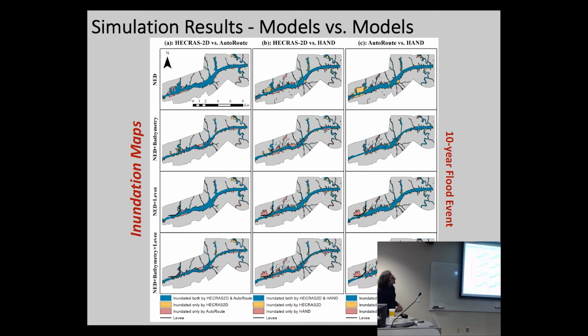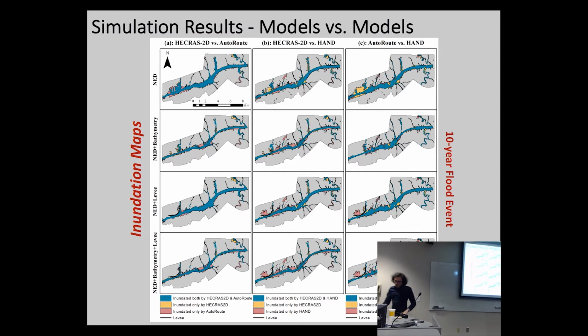So now let's talk about the visual comparison. In the following two slides, I'm going to show you the 10-year flood event comparison of models. The columns show model comparisons: HEC-RAS versus AutoRoute, HEC-RAS versus HAND, and AutoRoute versus HAND. Each row of this plot is based on its DEM association, and as you go down, it becomes more detailed. The coarsest is the natural NED, and the lowest one is the NED plus bathymetry plus levee.